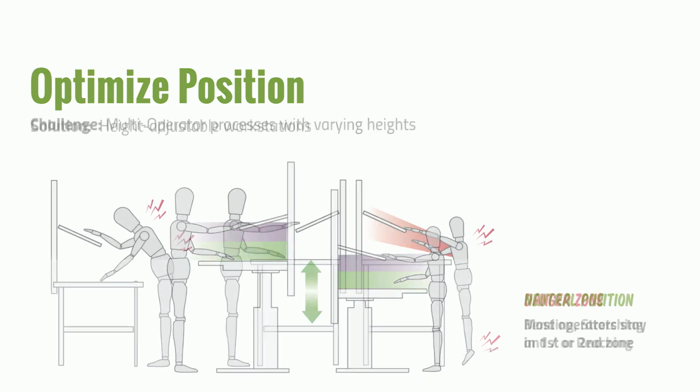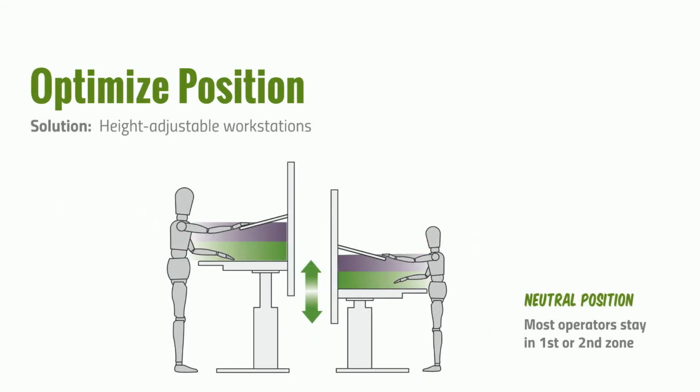If we move on to the next slide, here's an optimal solution. A height adjustable workstation. As you can see, you can have the height set for the first individual. So now they are back in a neutral position. And then as different operators come in, or as we saw the shorter individual, they can lower the station and it puts it all back into a neutral position. It puts people into what we call the first or second zones. So now let's look at another example.